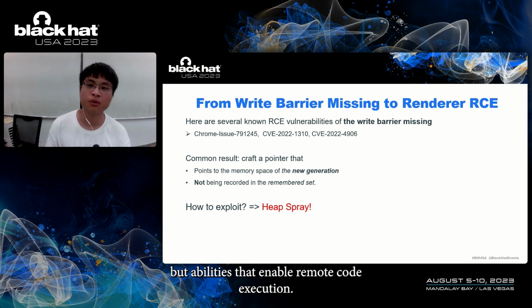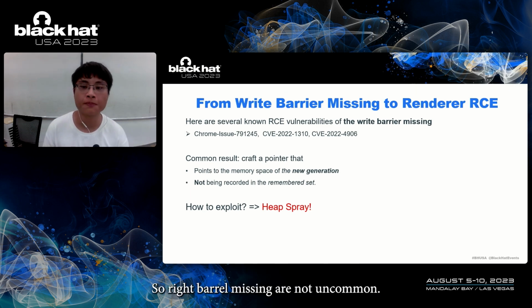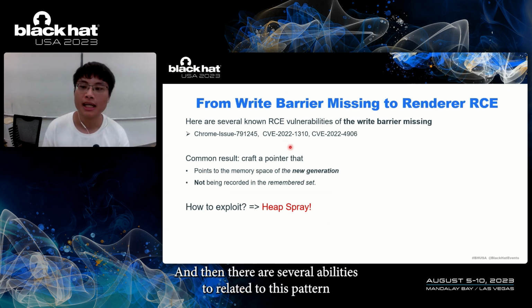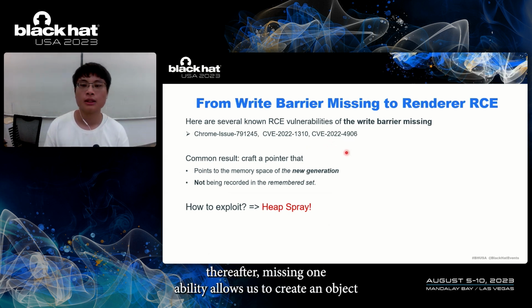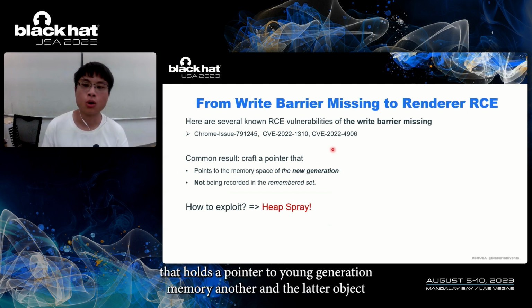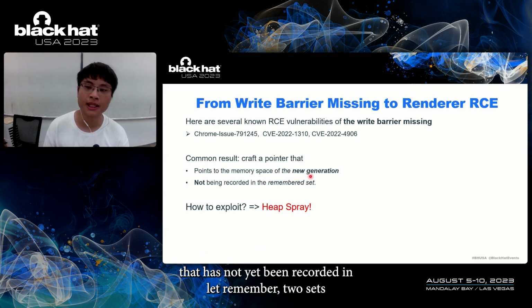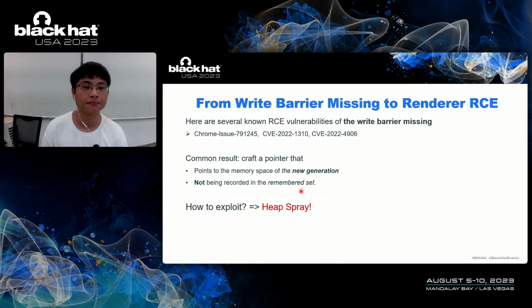Vulnerabilities that enable remote code execution through write barrier missing are not uncommon, and there are several vulnerabilities related to this pattern. The write barrier missing vulnerability allows us to create an object that holds a pointer to young generation memory, and that object has not yet been recorded in the remembered set.